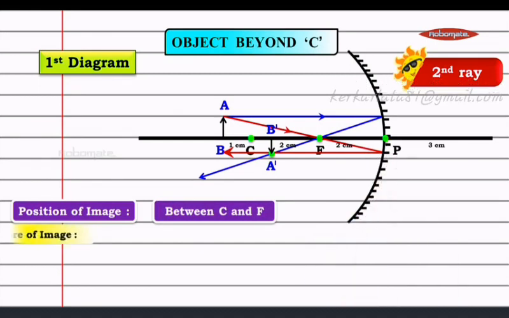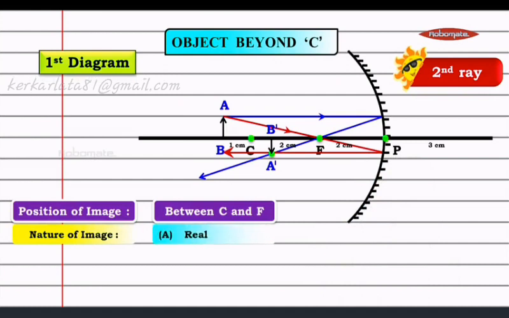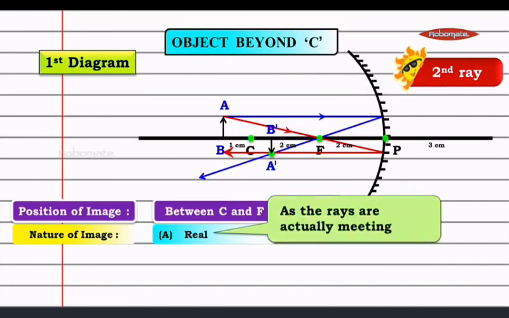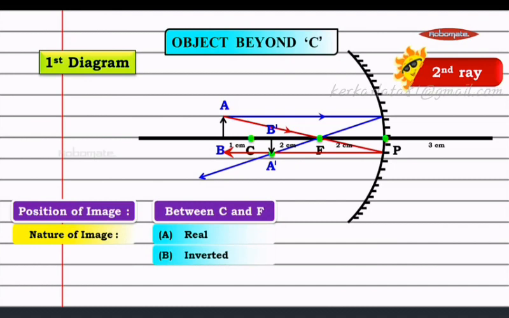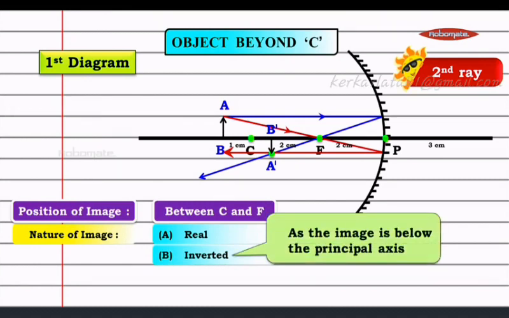After that, you have to write the nature of the image. Nature means first point, whether the image is real or virtual. Here we say the image is real. Why real, students? As the rays are actually meeting. If the rays are actually meeting, then you call it real. Next, you have to write whether the image is erect or inverted. Here you can clearly see that the image is inverted, right? It is upside down. So we write, as the image is below the principal axis, the image is inverted.